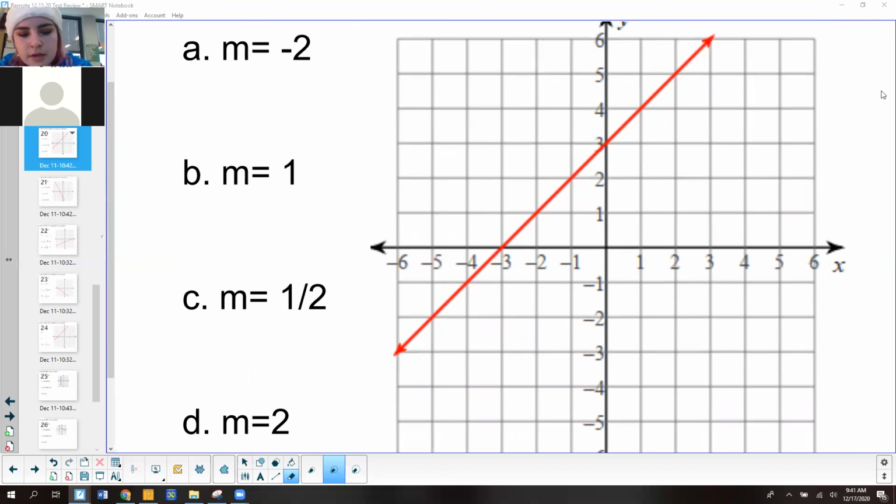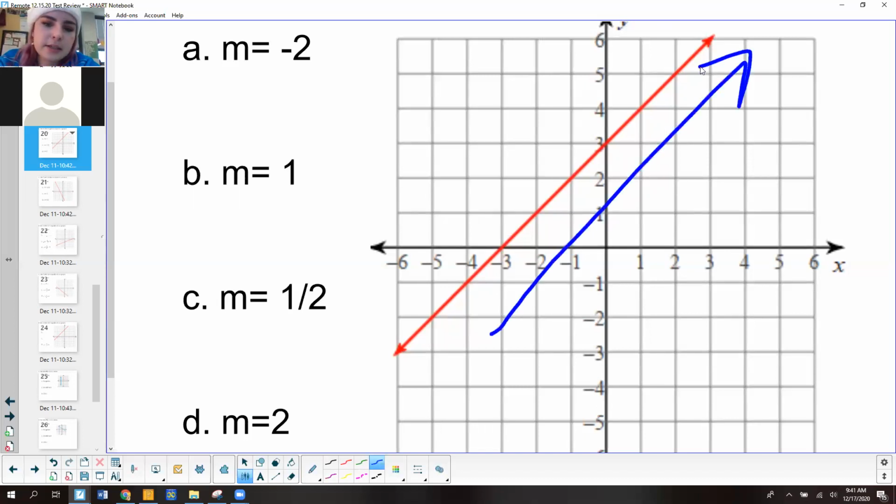All right, well, as I'm looking at this, guys, that's a positive slope. So which one can I cancel out right away if that's a positive slope? Type it in the chat. Which one can I cancel or get rid of?